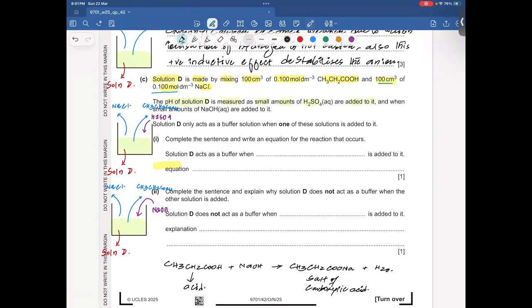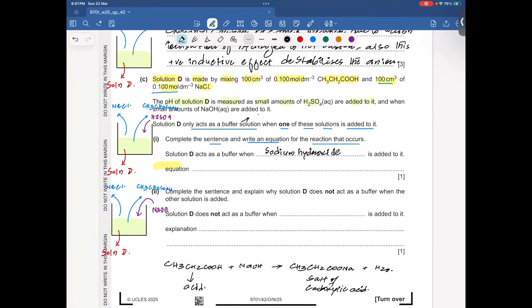For 1 mark, that's a lot of explanation and a lot of requirement. Okay, let me read the question. Solution D only acts as a buffer solution when one of these solutions is added to it. Complete the sentence and write an equation for the reaction that occurs. Solution D acts as a buffer when sodium hydroxide is added to it. Buffer solution.